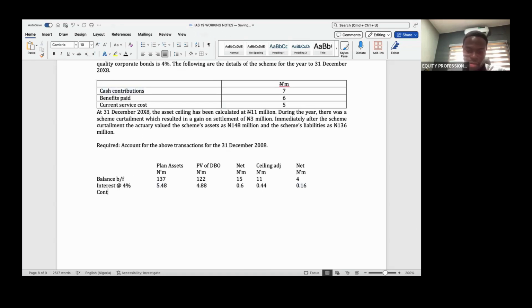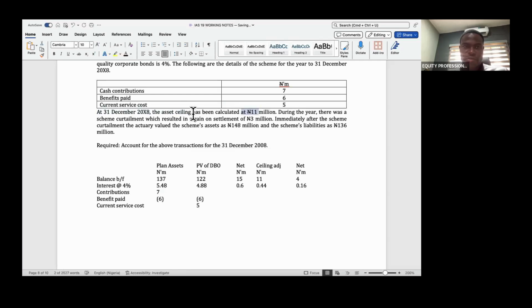contributions. My contributions go to my plan assets. My benefits paid, like what Charity always says, remove from both. So let's remove from both. Then we have current service costs. We'll add it to obligation. We add it to obligation. And at the end of the year now, they say asset ceiling is 11. I'll come back to this.